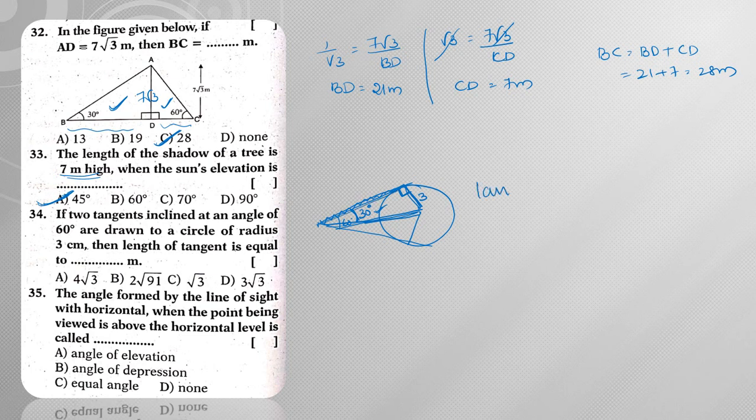So then directly I can go with the tan. tan 30 degrees is equal to opposite by adjacent, which is the length of the tangent. So this is nothing but 1 by root 3 is equal to 3 by L. On doing cross multiplication, L is equal to 3 times root 3. Hence the length of the tangent is 3 root 3. Next, the angle formed by the line of sight with the horizontal when the point being viewed is above. Whenever you say above, it is the angle of elevation.